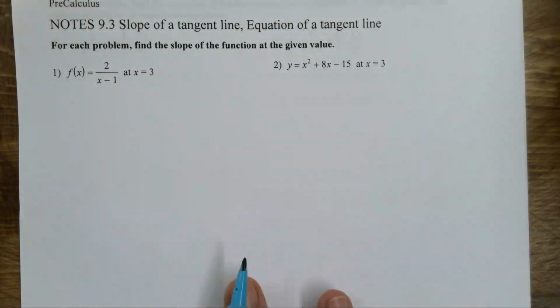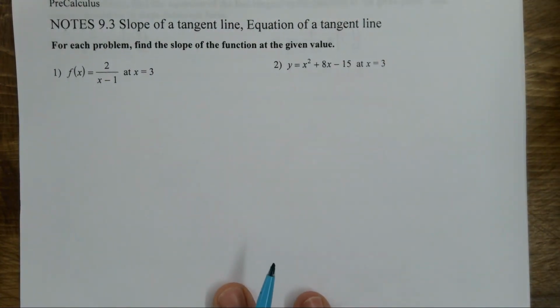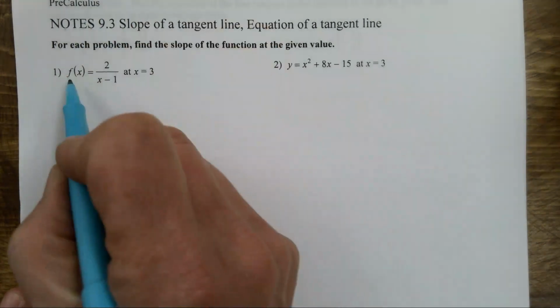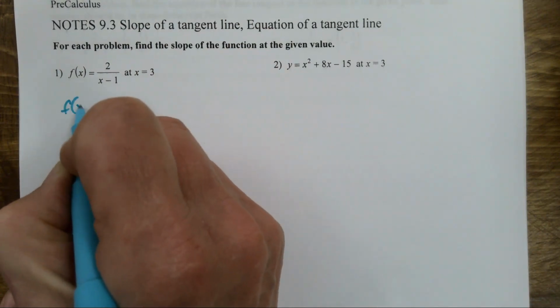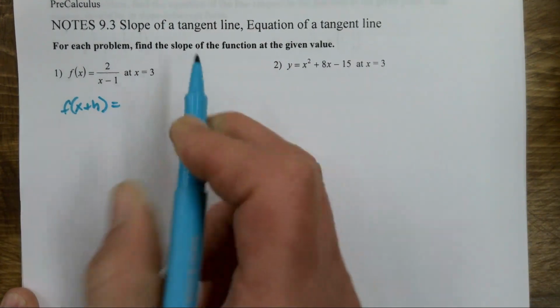On this first section, it says find the slope of the tangent line at the given value. We did this again in our first section, or our second section, I think, where we found the derivative and then plugged in the value, and that's what's going on here. So I need to find the derivative. It's a review of what we did yesterday.